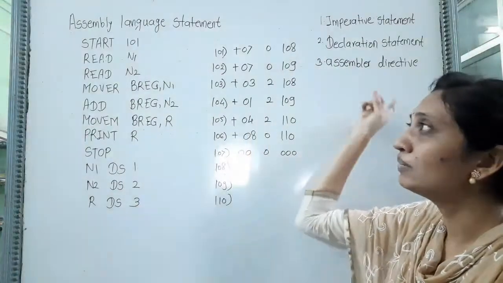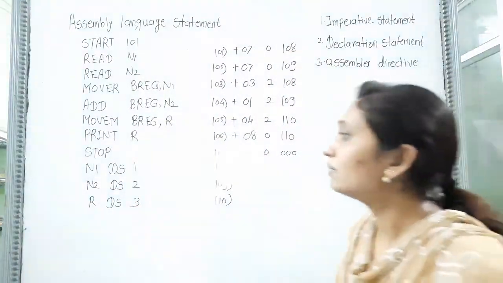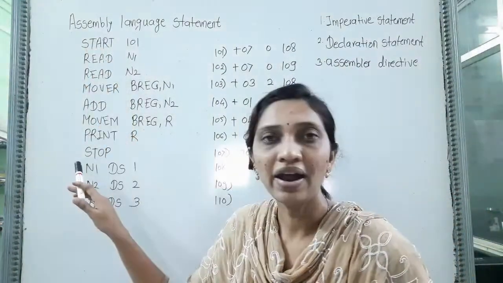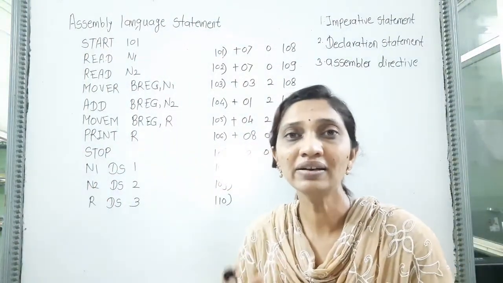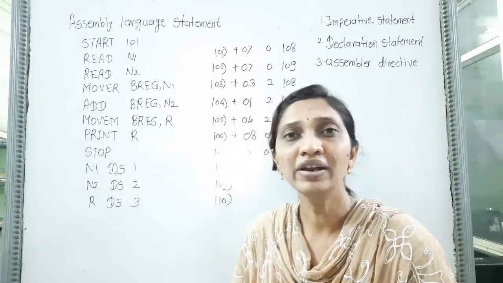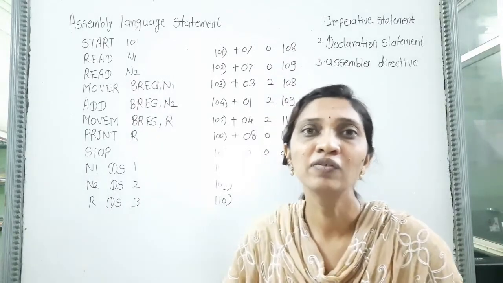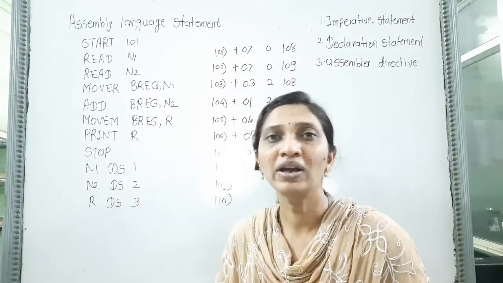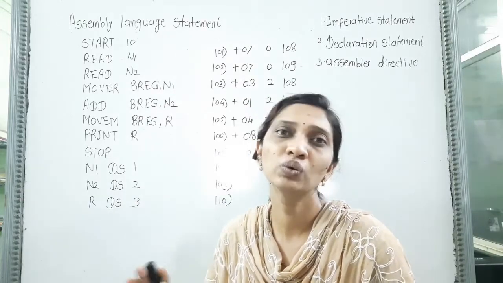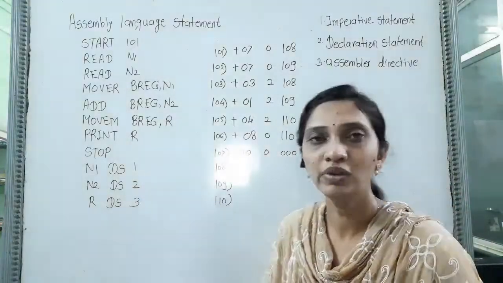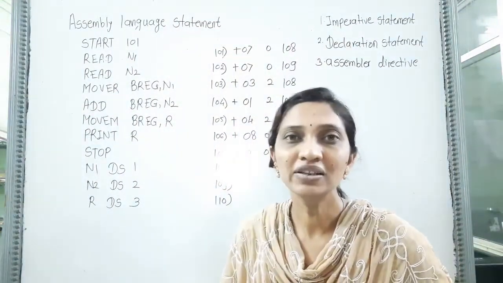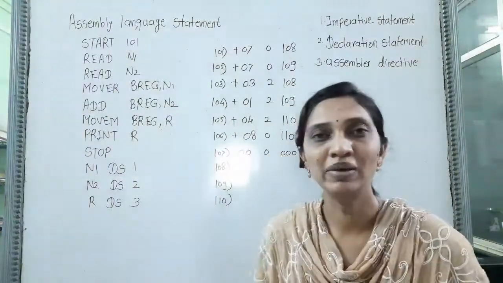After that, assembler directive statements. Assembler directive statements are START and STOP, which give a directive to the assembler, like START for giving the starting address for storing the program, and STOP to stop the execution of the current program. Means in this way these three kinds of statements are present.